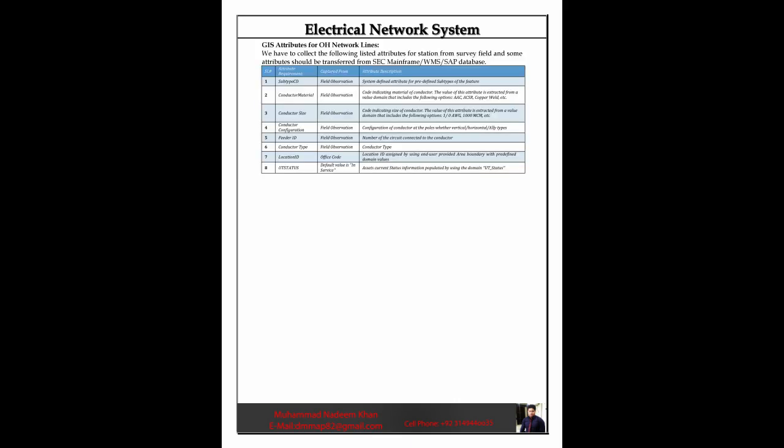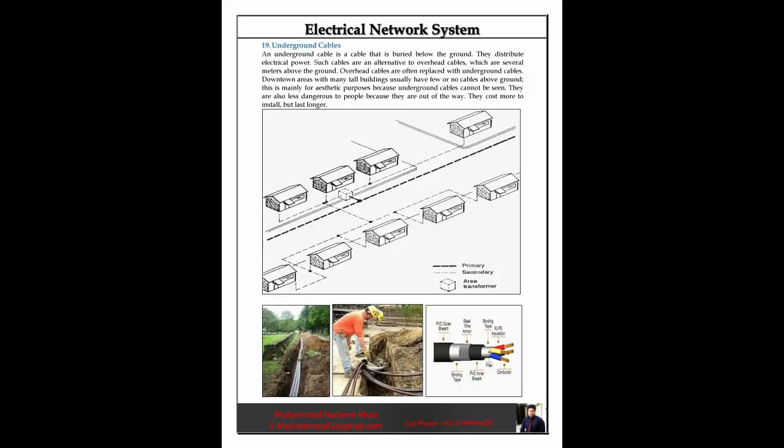GIS attributes for OH network lines. We have to collect the following listed attributes for station from the survey field, and some attributes should be transferred from the SEC mainframe/WMS/SAP database.